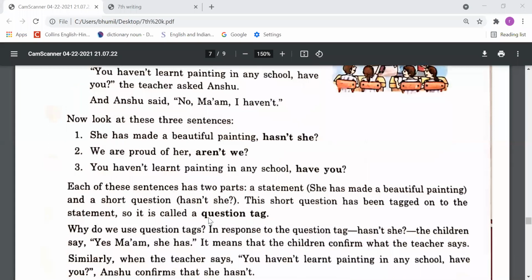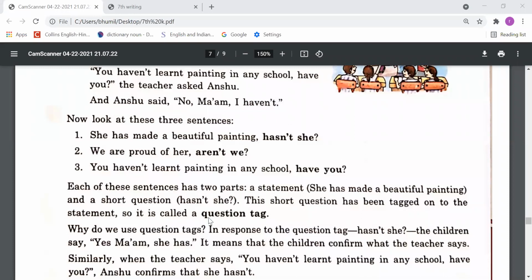Each of these sentences has two parts: a statement, she has made a beautiful painting, and a short question, hasn't she? This short question has been tagged on to the statement, so it is called a question tag. So dear student, whenever we say any statement, after the statement, we put some words for asking the question. Those words are called question tag. Suppose I say that you are my students. After that, I say, aren't you? You are my students, aren't you? So, aren't you? This part is called question tag.